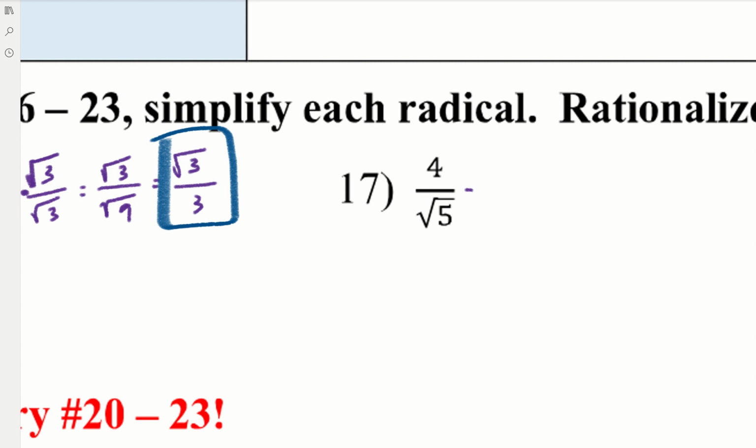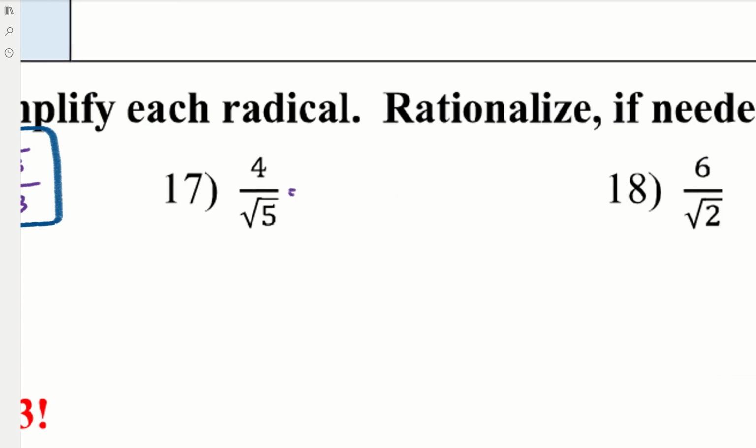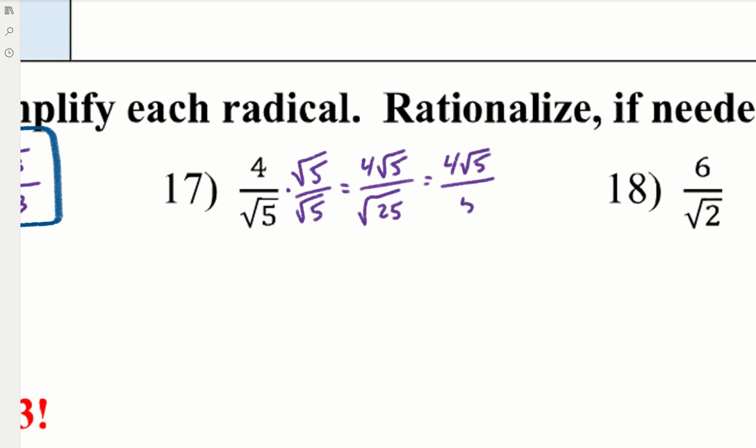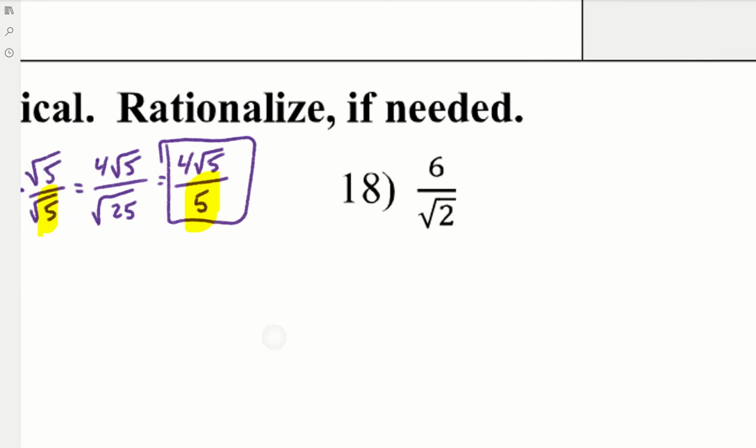So again, you guys, I'm going fast because I don't want this to be like a 30 million year long video, but pause when you need to. Okay, I'm multiplying by 1 in the form of square root of 5 over square root of 5. Okay, so I have 4 square root of 5 in the numerator. Square root of 25 is just 5. And so now that is done. I can't simplify any further. Okay, so hopefully at this point you're seeing the pattern of what happens here with the denominator. That's why we're doing this, to get rid of that radical.